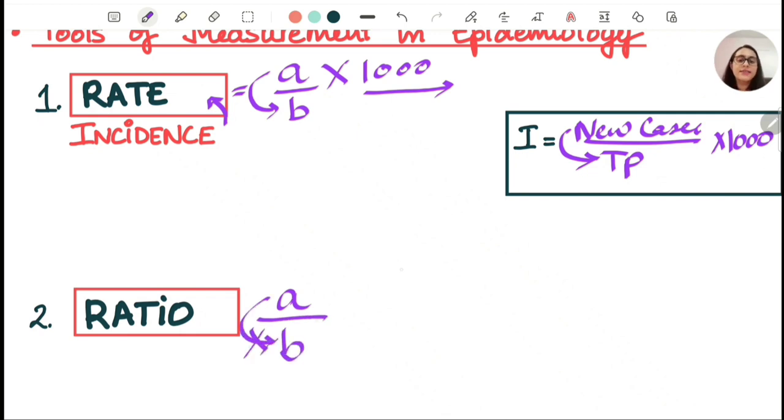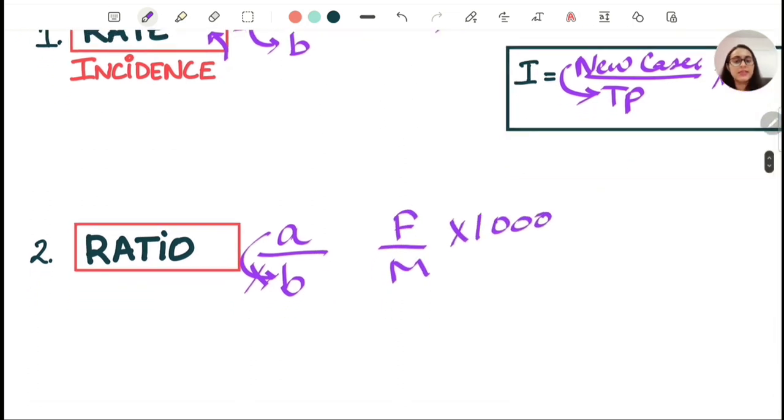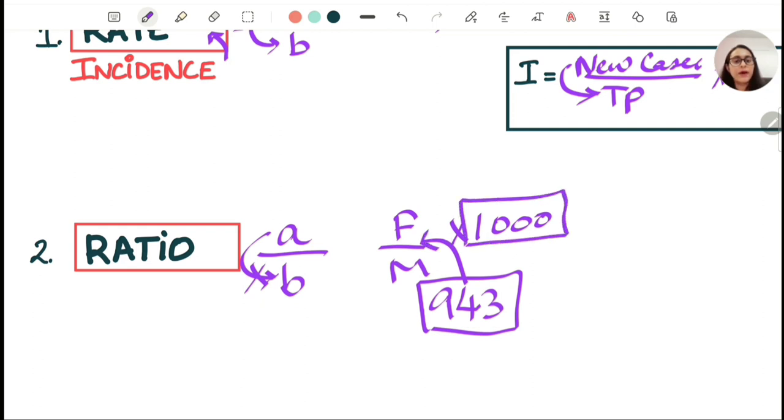Ratio is when the numerator is not a part of the denominator. For example, if I say sex ratio, that is females divided by males into 1000. The sex ratio in India is 943. So if I say 943 females, they are present per 1000 males. So this is not a part of the denominator. That will be a ratio.